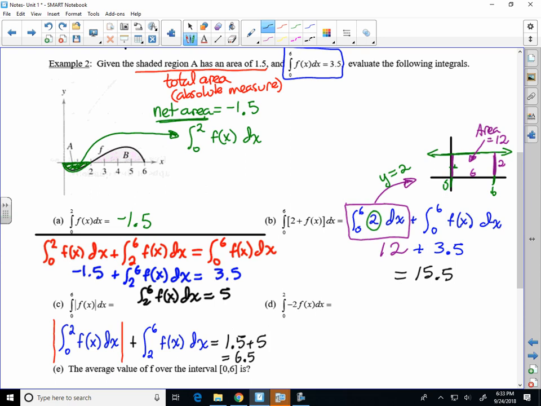So wouldn't the first part, where it is equal to 5, be 0 to 6 equal 5? No, 0 to 6 we already know. That was the 3.5. If we're going from 0 to 2 and 2 to 6, then we're going to get 0 to 6 that way. It was this guy that we needed.